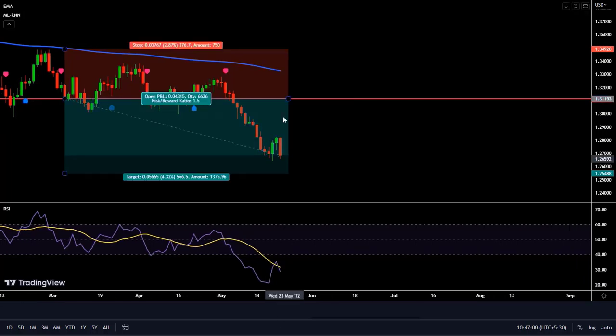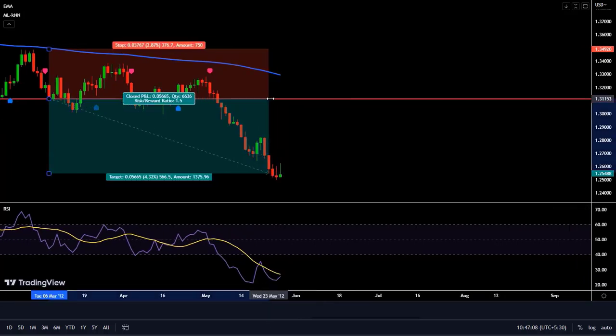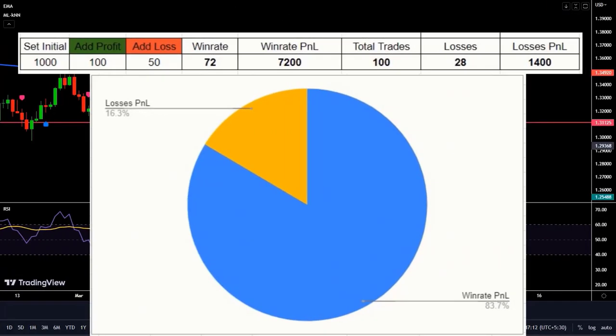Okay, now that we know the rules, let's move on to the backtesting results. So the starting account balance was set at $1,000, and after 100 trades, 72 trades won, 28 trades lost, and finally the strategy increased it to $6,800.